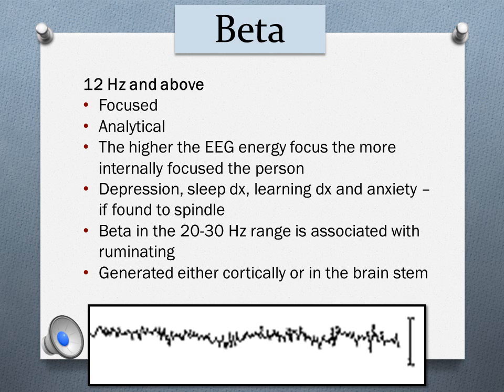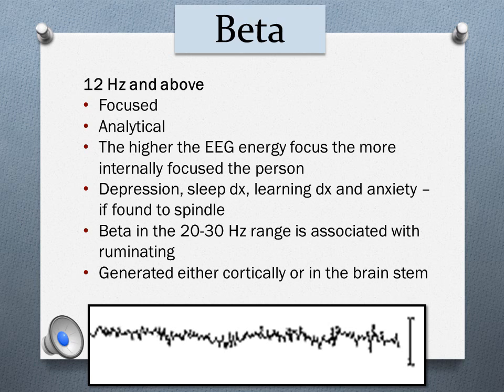And then we have beta, which is 12 hertz and above. Beta is indicated in focusing, when we have our attention and learning issues. Generally, there's not enough beta. It's involved in analyzing, and the higher the beta dominant, as it were, the more internally focused the person is. Sometimes to the point of pathology. It's involved in depression, in that generally there isn't enough of it. It's involved in sleep disorders, that also there isn't enough of it. It's involved in learning disorders and anxiety if it's found to spindle.